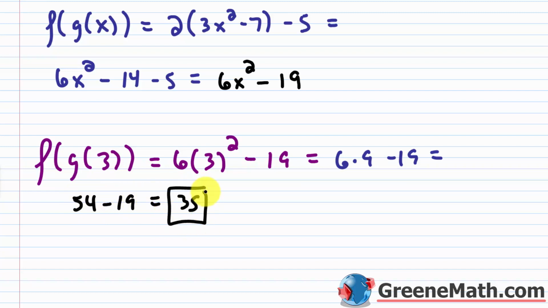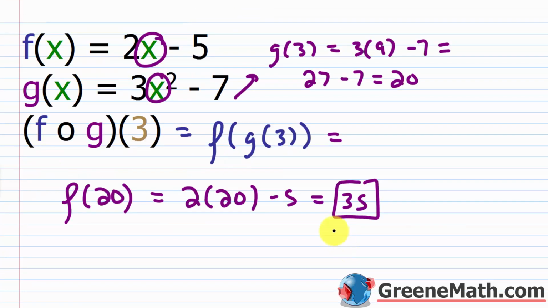Okay, so you get the same answer either way. You can either do it this way, find f of g of x first, and then plug in the value you're given. In this case, it's 3, so we got a result of 35. Or we can do it this other way, where we find g of 3 first, and then we plug that result in, which in this case was 20, for x in the original function f.